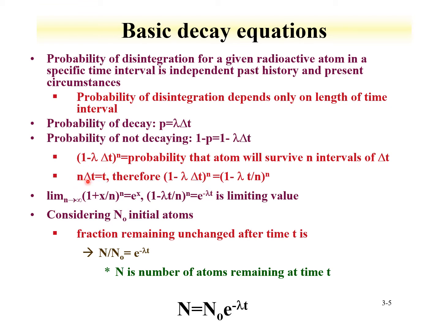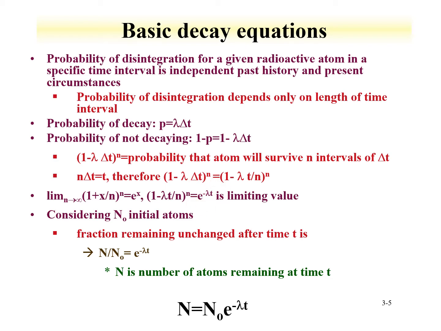That's the number of time units that we're interested in. That's our total time. Therefore, (1 minus lambda times delta t) to the n is just equal to (1 minus lambda t divided by n) to the n. Again, n is the number of intervals, and t is the time. Let's take the limit as n goes to infinity. It's (1 plus x divided by n) to the n, and that's just e to the x. So if we have (1 minus lambda t divided by n) to the n, that equals e to the minus lambda t. This is our limiting value.